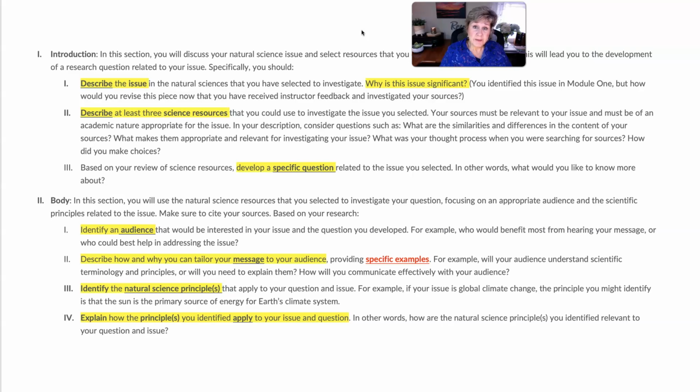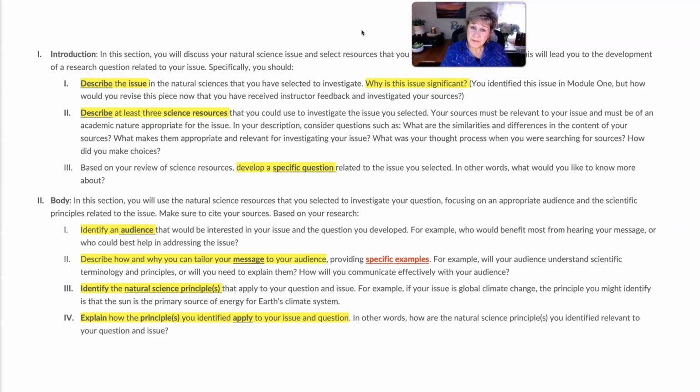What are your strategies going to be to help you communicate with that audience, and give specific examples of this? That's why I put that in red right there. It doesn't look like that in the document that you have. And then finally, this last section is about these natural science principles that I just mentioned. What are some overarching principles in science that have to do with your particular topic? And like I said, if you can't figure out anything, then you need to ask me because I can help you with this.